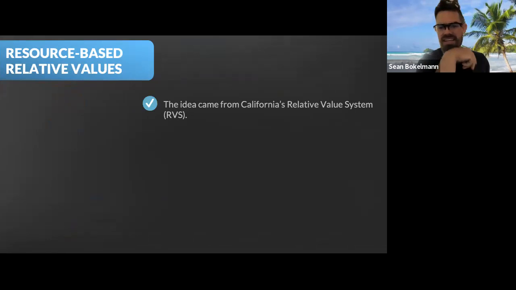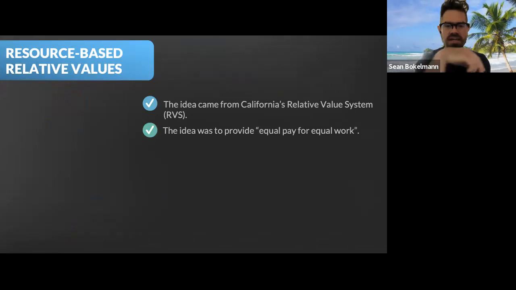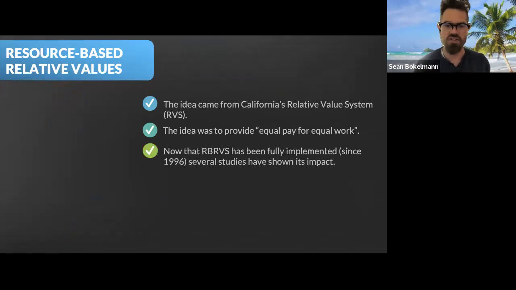Now, this idea came from California, actually. So California had something similar called the relative value system. And basically the idea of these systems is to try to pay equal pay for equal work. And so that's kind of interesting because it's equal pay regardless of whether you're like a neurosurgeon or just a general practitioner.